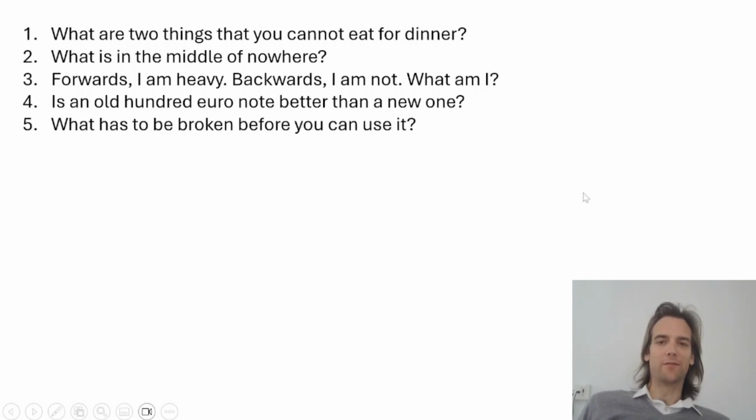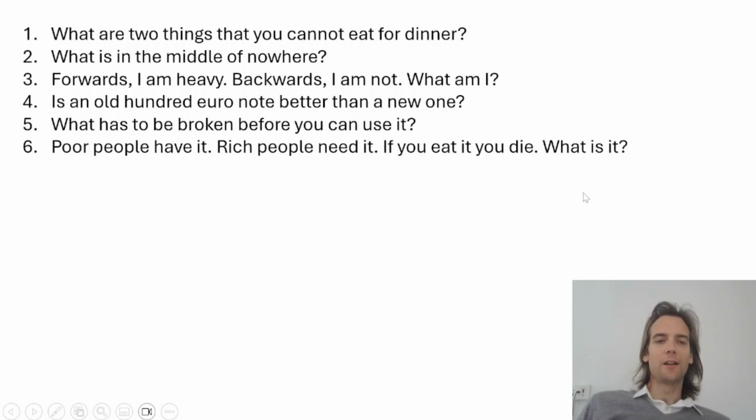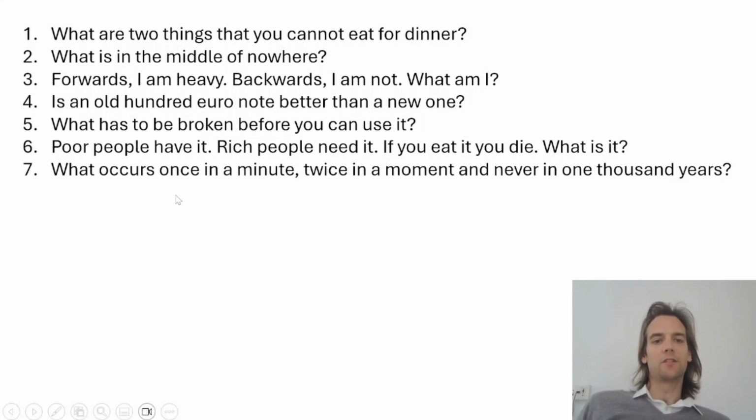What has to be broken before you can use it? Poor people have it, rich people need it. If you eat it, you die. What is it? What occurs once in a minute, twice in a moment, and never in 1,000 years?